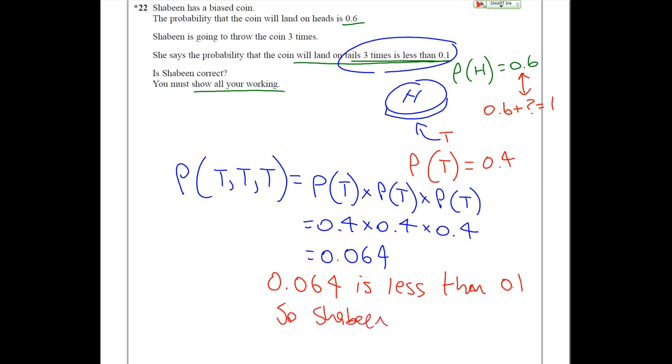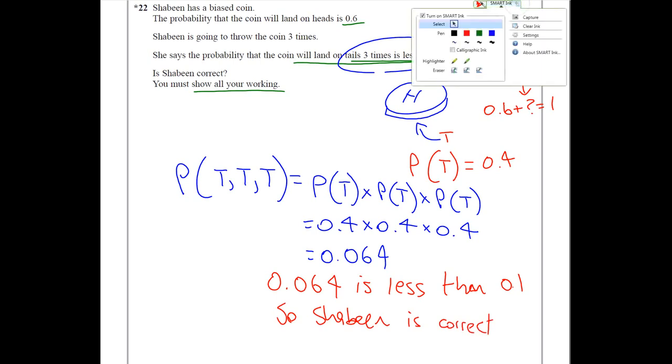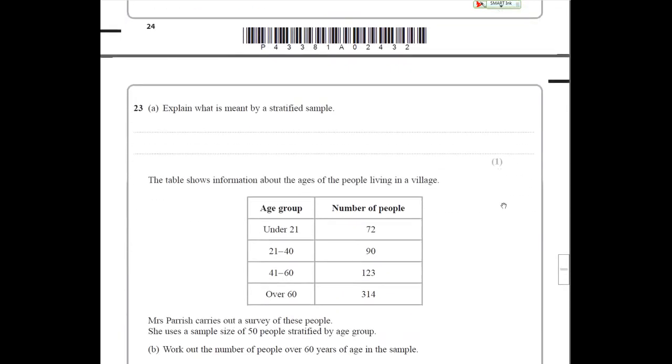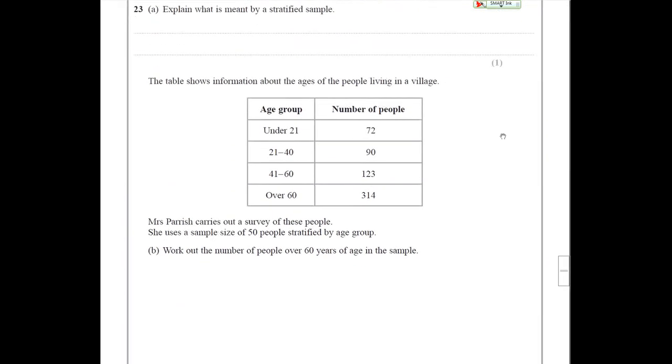Shabin is correct. Well done, Shabin. Very good. Clear ink. That was 3 marks. You could have done that with a tree diagram, but it would have taken longer. Explain what is meant by stratified sample.